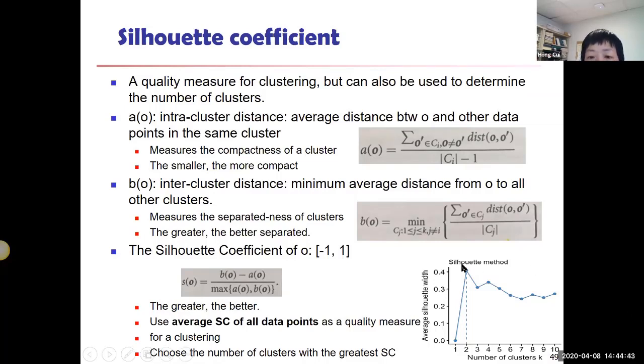Then how do we compute this score? We can start by saying that this score is computed for every observation. Then the average of this score over all observations is the average Silhouette width that's going to be plotted here. The greater the number, the better the clusters.